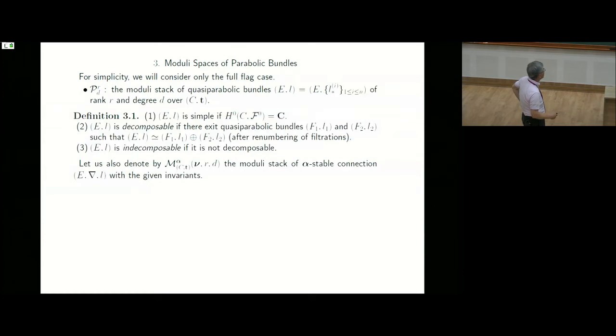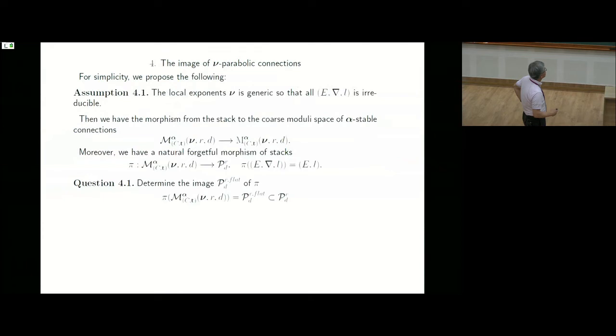Then M alpha CT nu RD is a modular stack of alpha-stable connections in double L with a given invariant. For simplicity, we assume the following: the local exponent nu is generic, so that all (E, nabla, L) are irreducible. The construction of the moduli spaces for all nu is the most important part of our theorem. But for simplicity, now nu is generic, which means that for all nu the parabolic connection is irreducible.